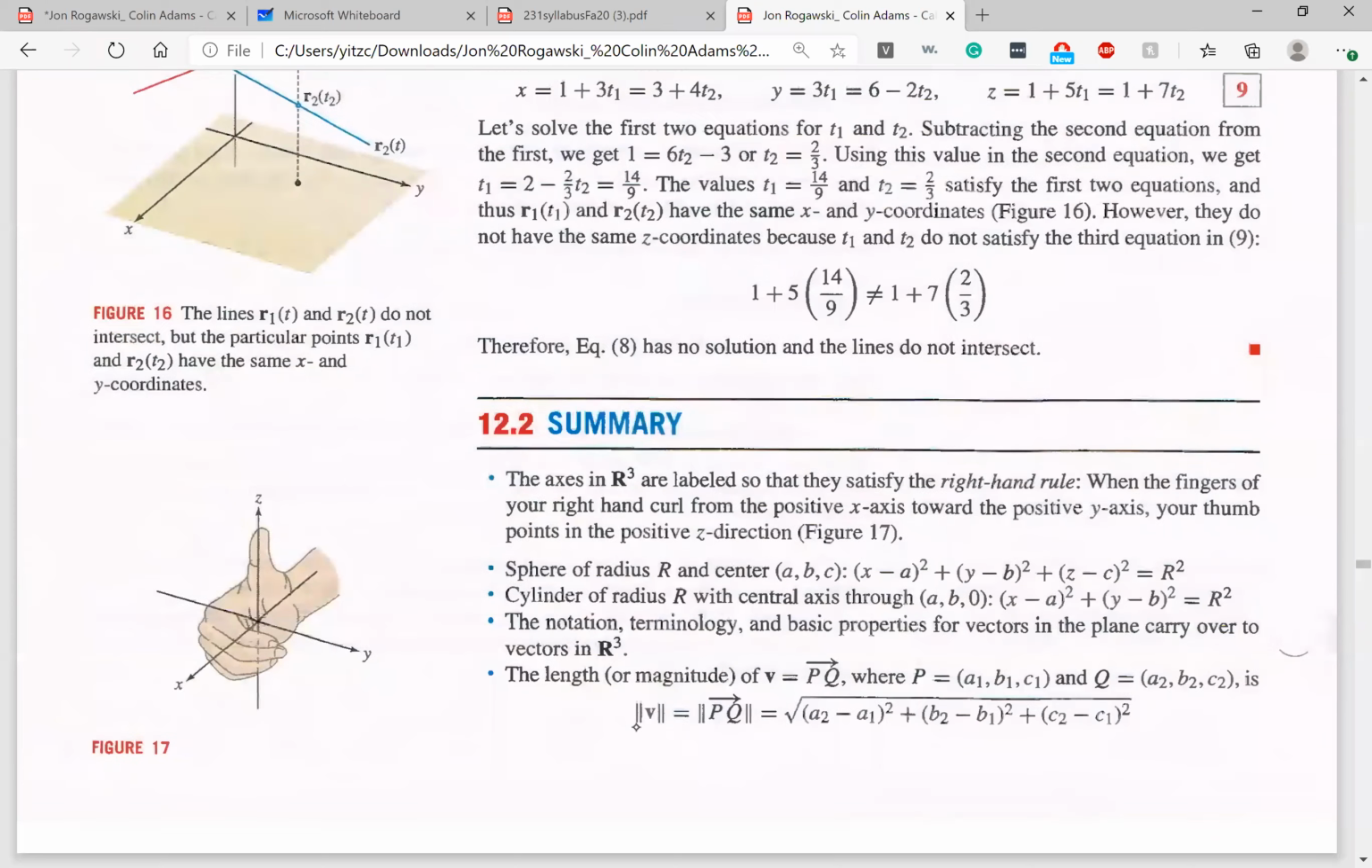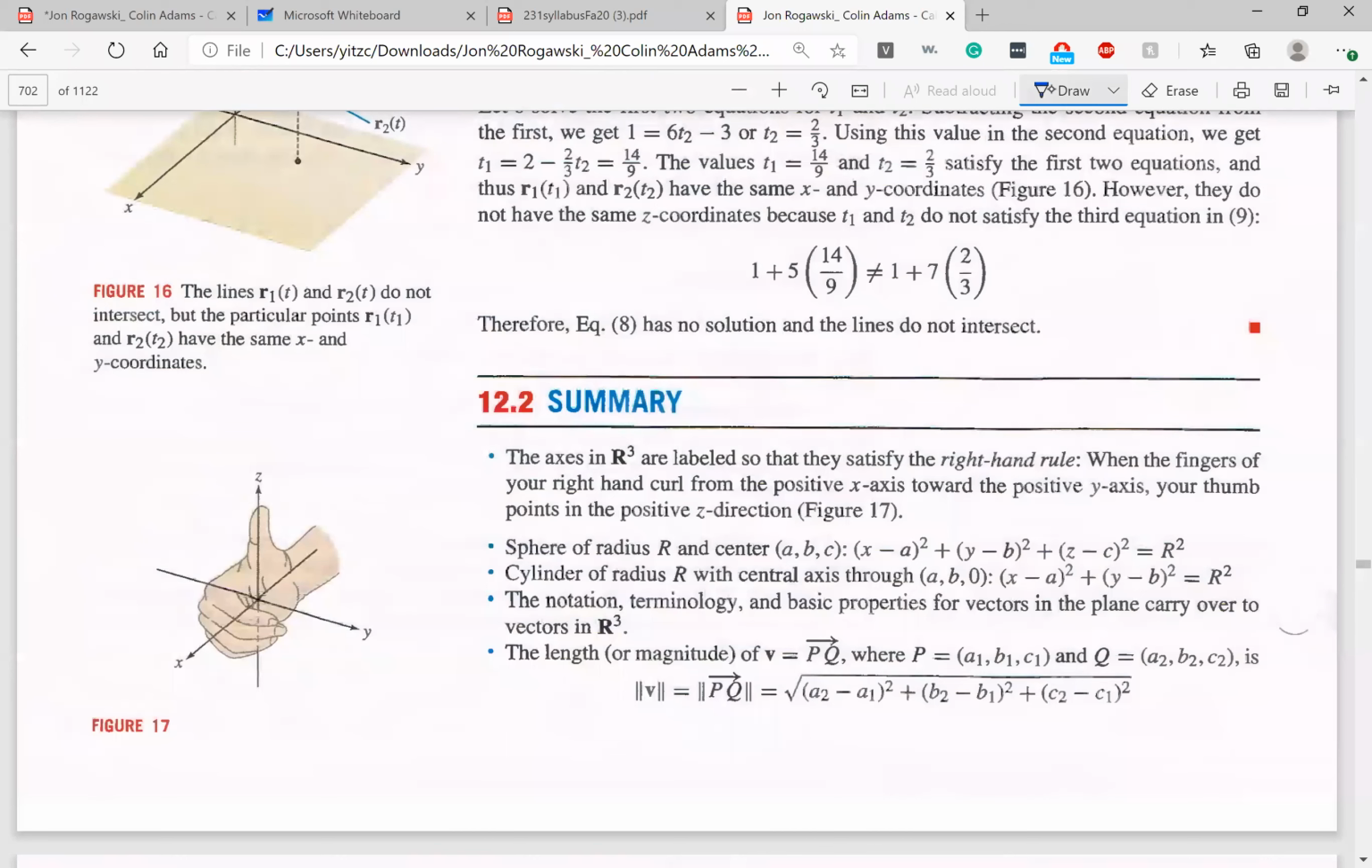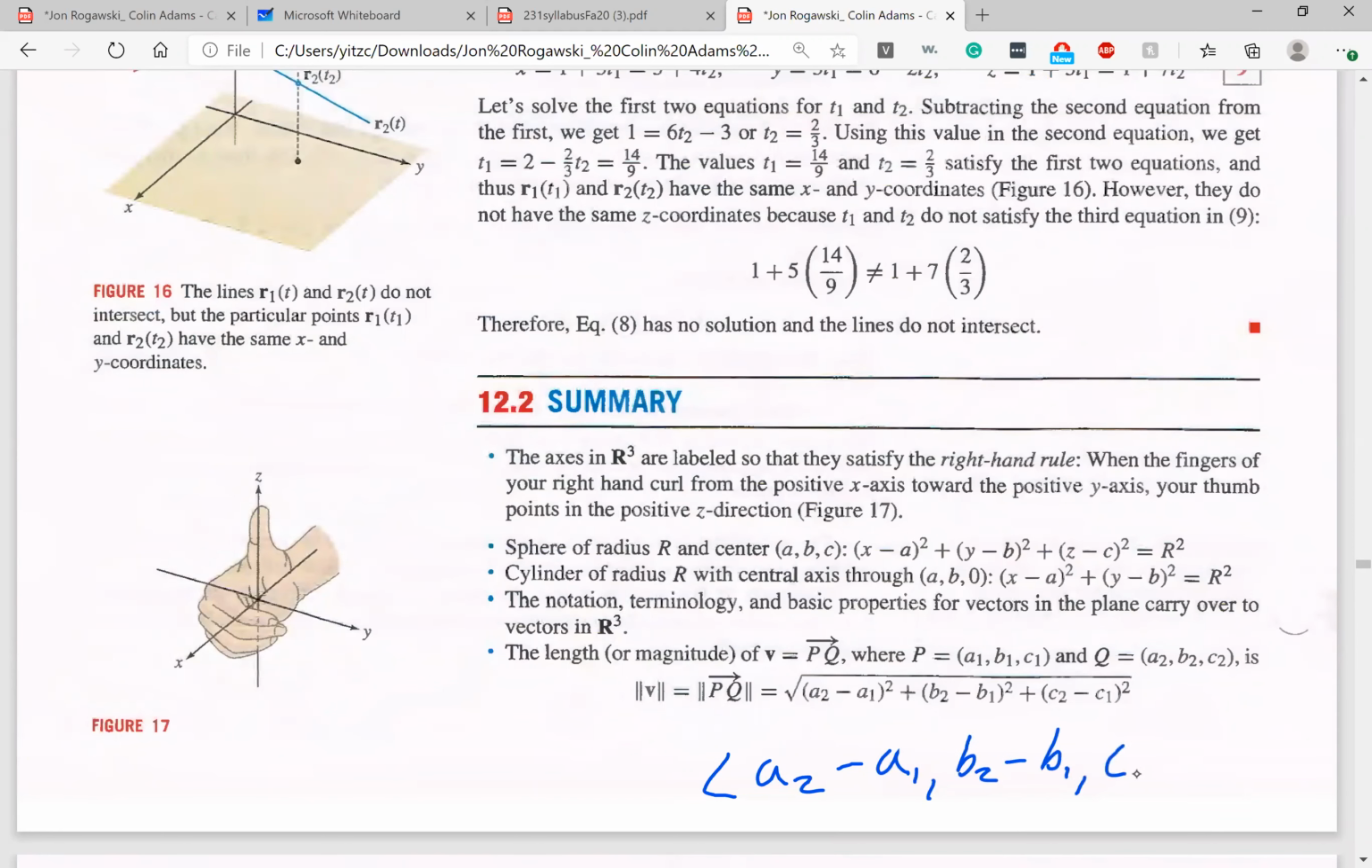The magnitude, the distance between two points, if you want to find it in R3, you can look at the vector between them and find its magnitude. So the vector between these points has components a2 minus a1, b2 minus b1, and c2 minus c1. And then we just square the components, add them, take the square root, and we get our magnitude.